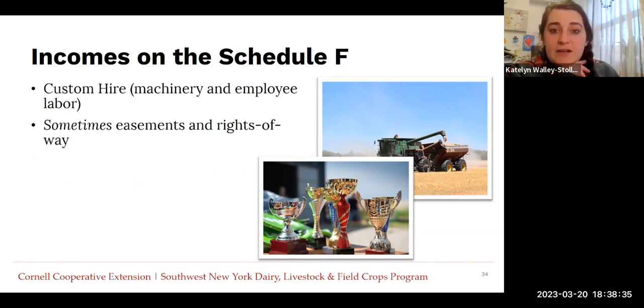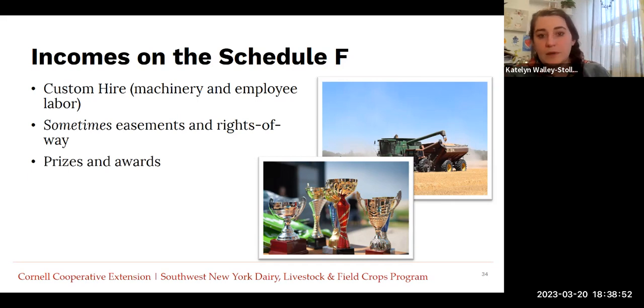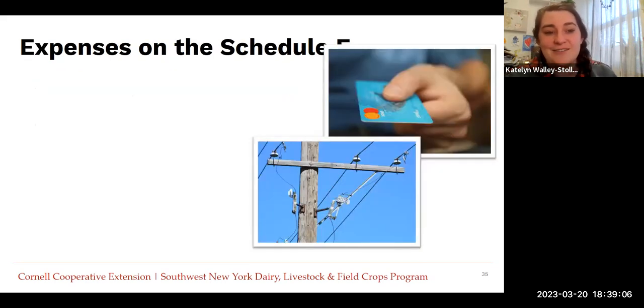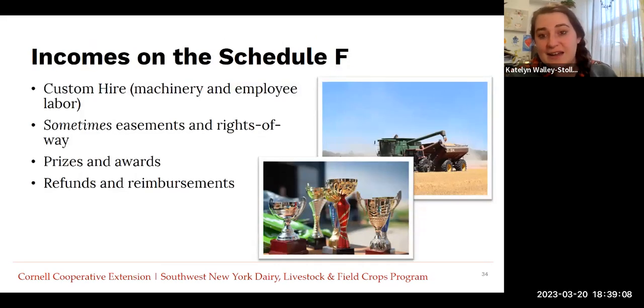If you're doing any type of custom hire, that is considered farm income. So let's say you own a tractor and a baler, and you bale your own hay for your farm, but then your farmer neighbor wants you to come and bale his hay and he pays you to do that. That's considered farming income. Any prizes or awards. So if you enter your blueberry jam at the local county fair and you win your $2 premium, you best be claiming that on your taxes as taxable income. Any refunds or reimbursements, those are all considered incomes.